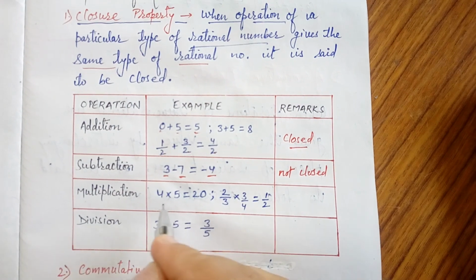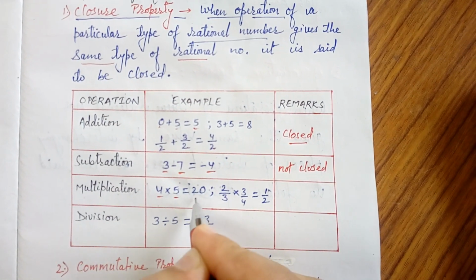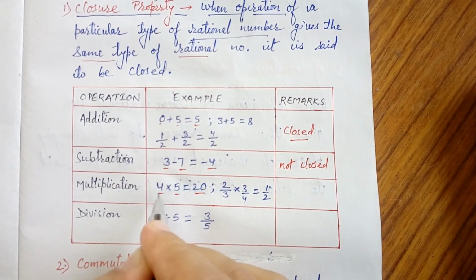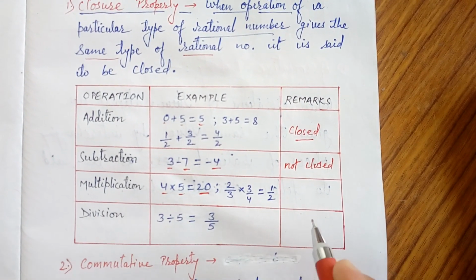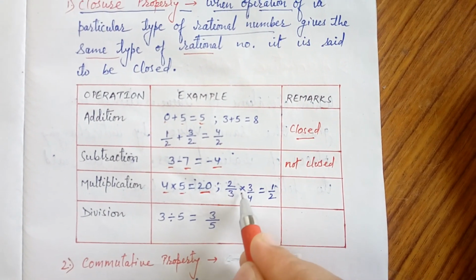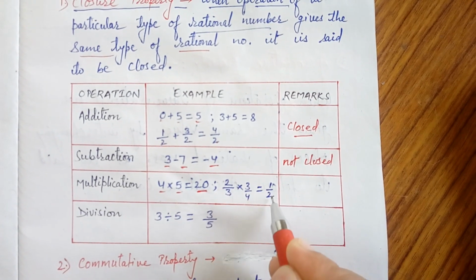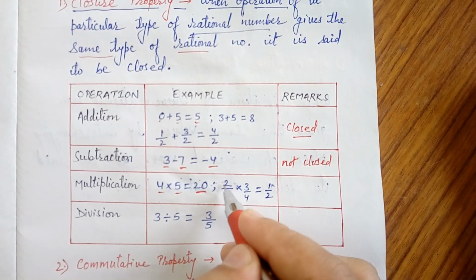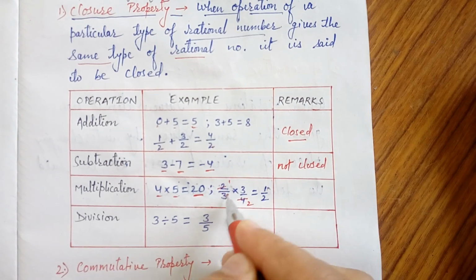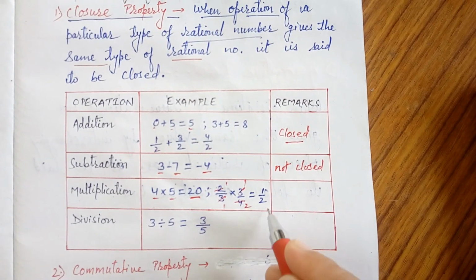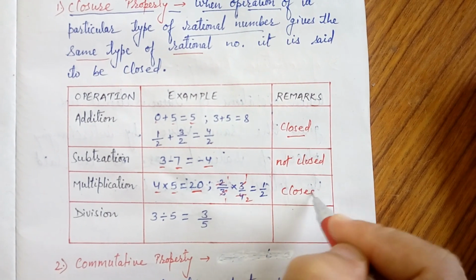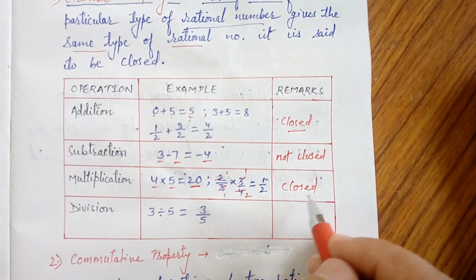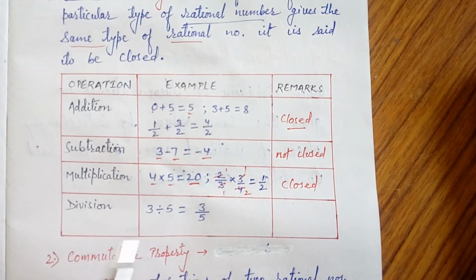In the case of multiplication, we are multiplying 4 and 5, which gives us 20. 4 and 5 are whole numbers which are giving a whole number. 2 by 3 and 3 by 4 multiplied, it gets 1 by 2. How? 2 1 are 2, 2 2 are 4, 3 and 3 cancel each other, so 1 by 2. It is also a fraction, so it is closed. That means following closure property.